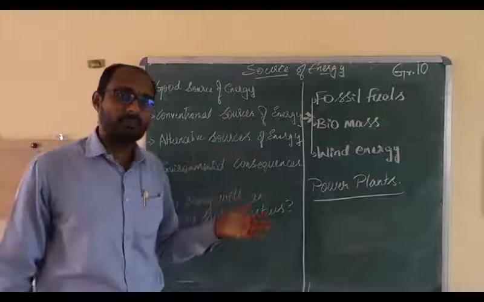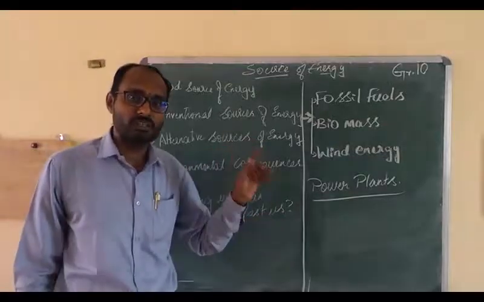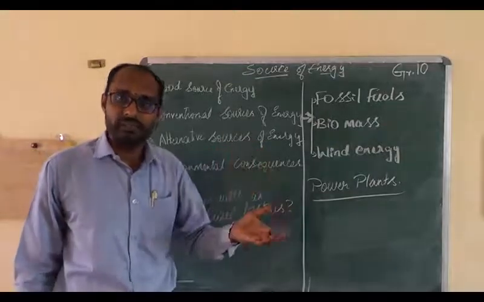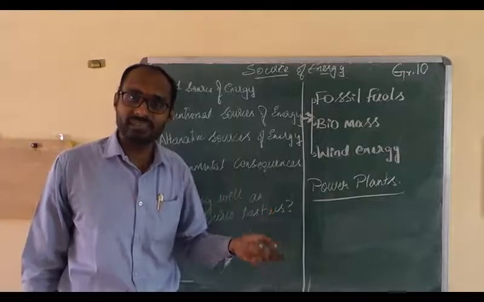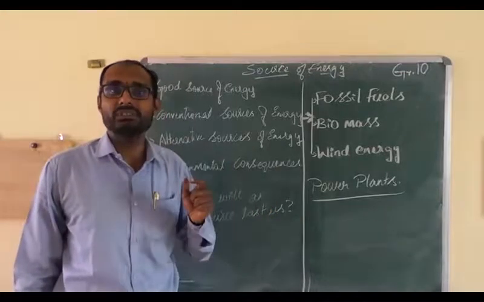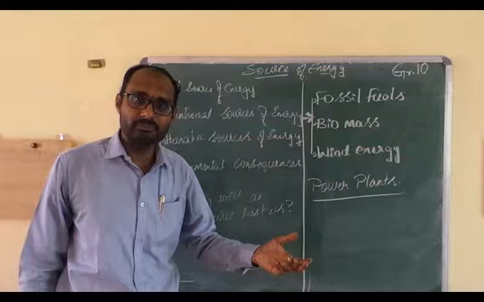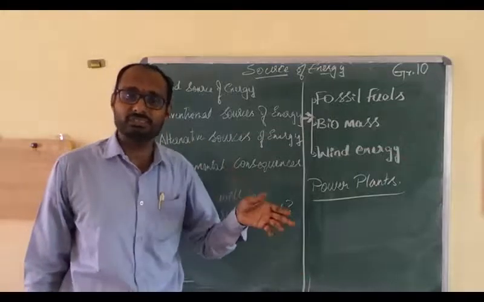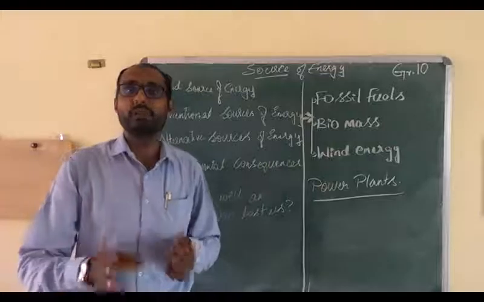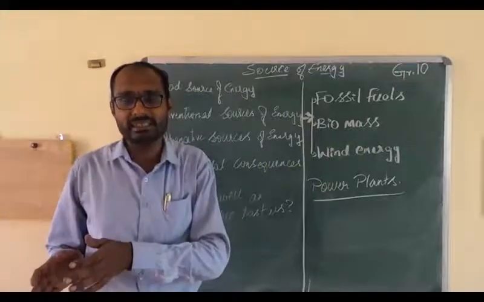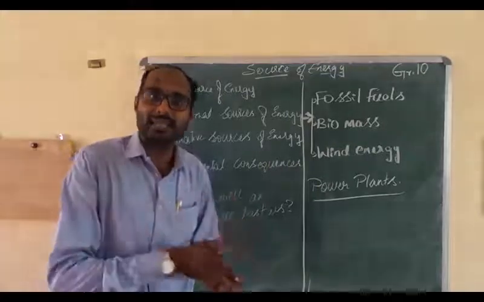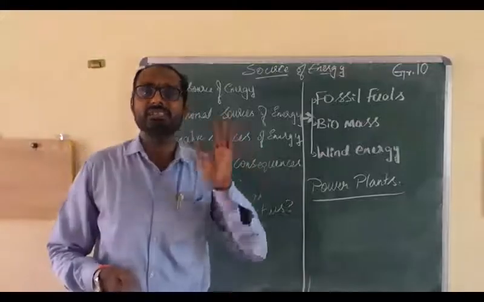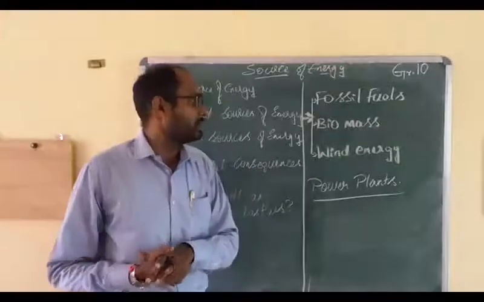So in a thermal power plant, what are we doing? We are using a fossil fuel. We are burning it to produce heat. That heat is used to produce steam. That steam is fed to a steam engine, and that steam engine converts this heat energy into mechanical energy and thereby rotates the shaft of the generator.